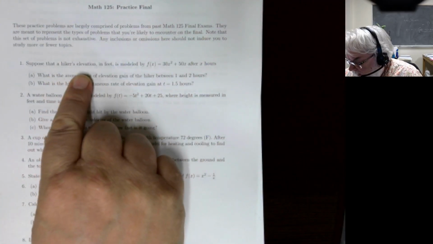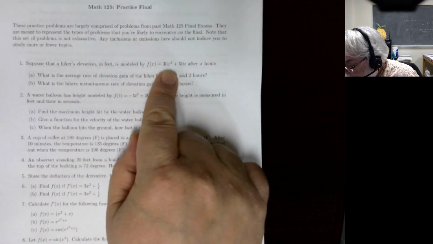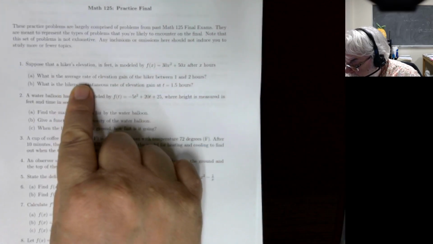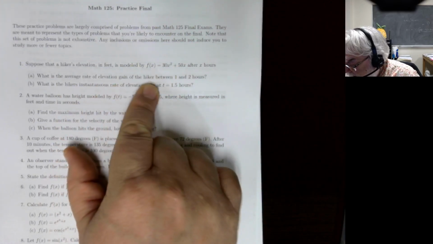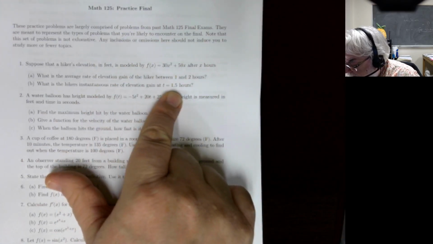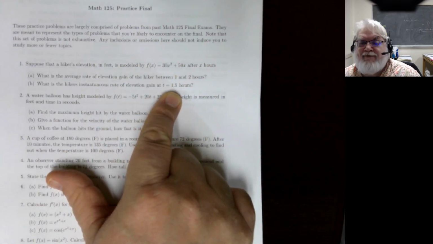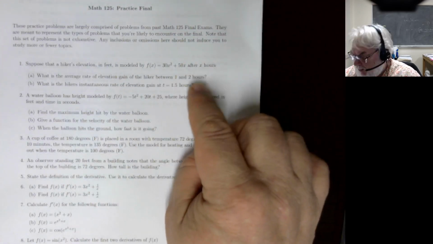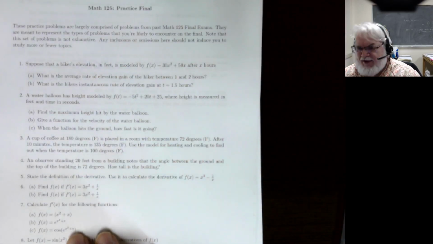Suppose that a hiker's elevation in feet is modeled by f of x equals 30x squared plus 50x after x hours. What is the average rate of elevation gain of the hiker between time 1 and time 2? And what is the instantaneous rate of change at 1.5? Okay, so part A is to compute an average rate of change. Part B is to compute the instantaneous rate of change. So let's do that.